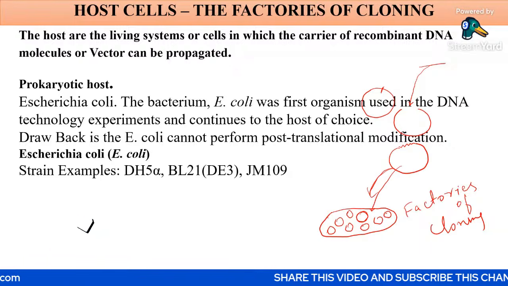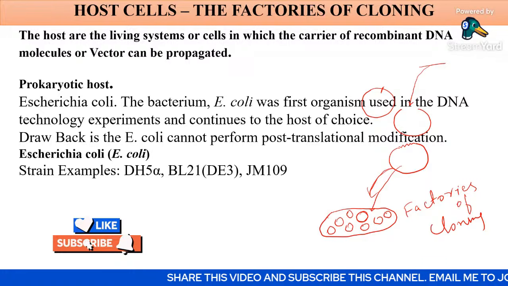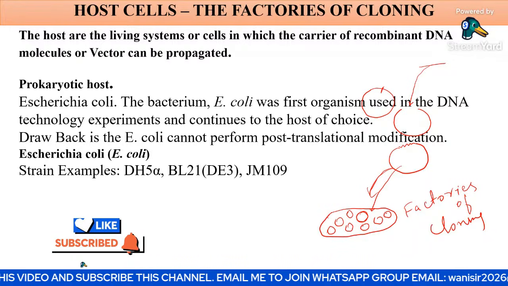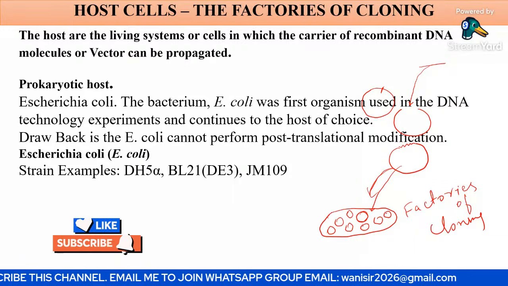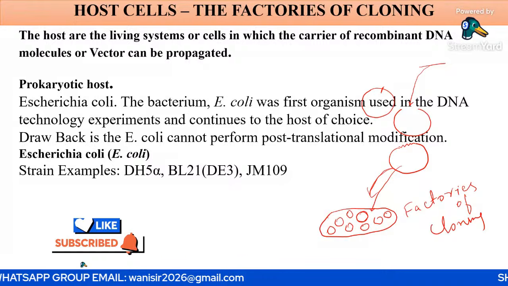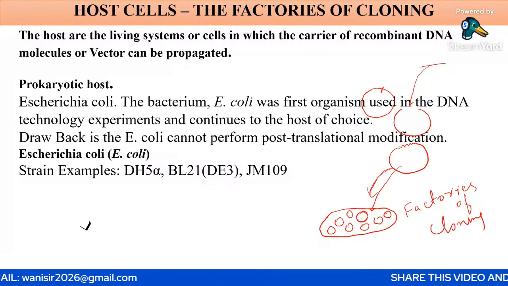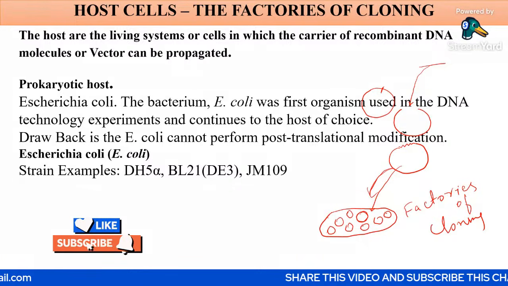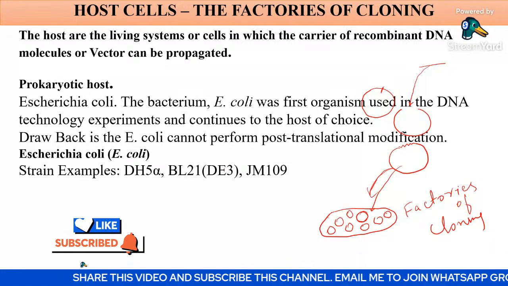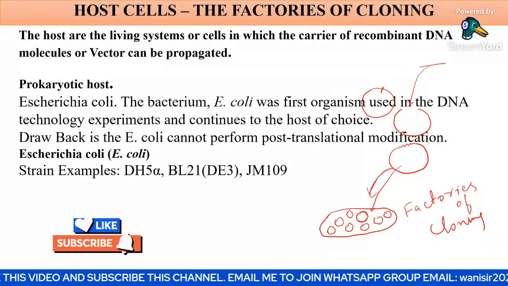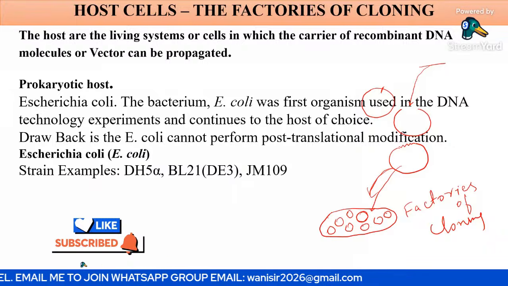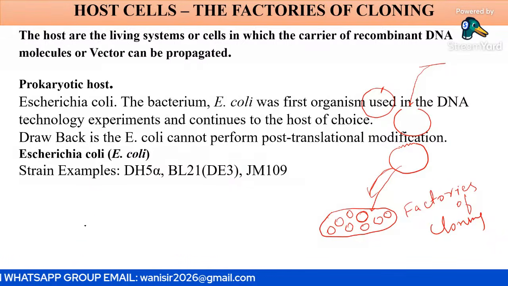So host cell strains are DH5 alpha, BL21, DE3, and JM109. These are the different types of host cell. For example, if anyone asks you where you have done the cloning, you will say in bacterial cells, in E. coli, and he will then ask which type of strain it was. So you have to remember what type of strain we have taken for the cloning. Is it DH5 alpha, BL21, or JM109?